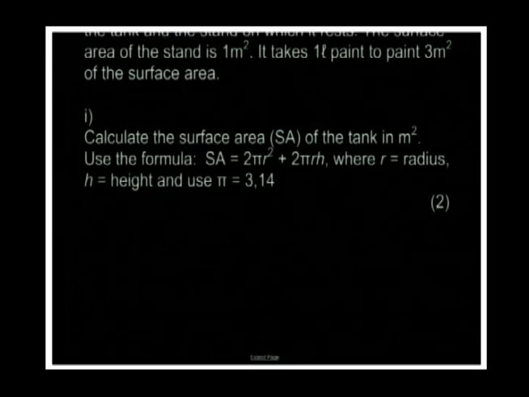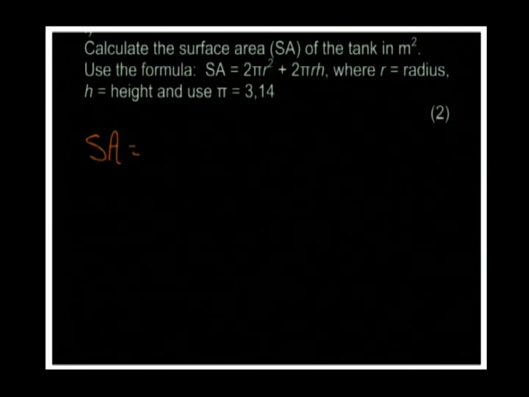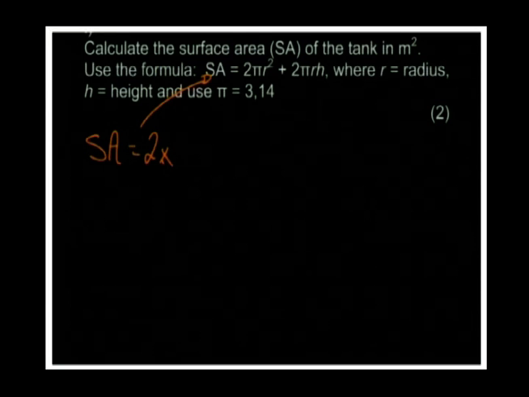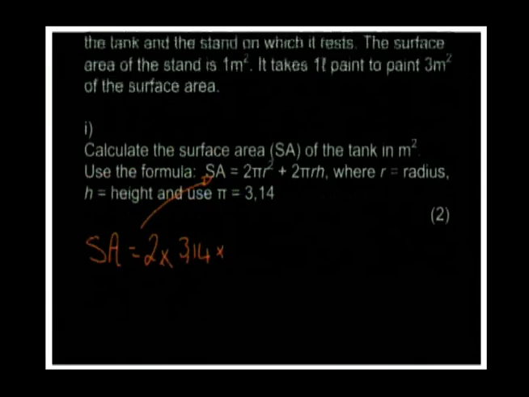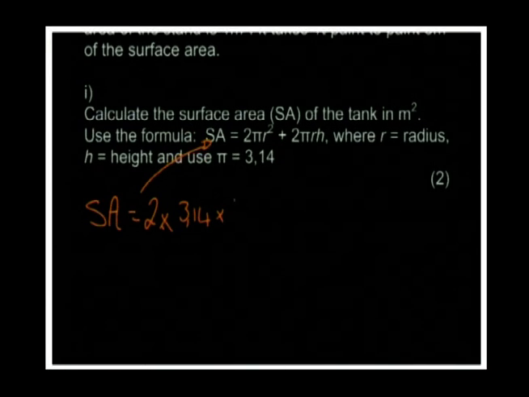And obviously I'm going to use it because they've given me the formula for the surface area of the tank, and I've got to know that surface area if I've got to know how much I've got to paint. So let's do that. My surface area is equal to, and that's the formula we're using, 2 times pi. Now instead of pi, we're told we must use 3,14, times the radius. What was the radius of the tank? It was 1 meter. So times 1 meter, and we're going to square it.